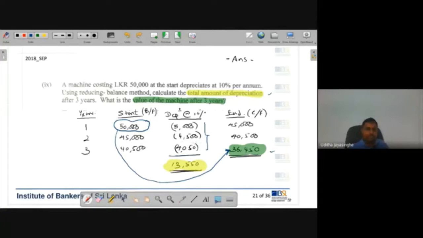Okay, fair enough. Reducing balance method. A bit complicated, I would say, if you have to write this for the 5th or 7th or 10th year, but I would say you can tackle any style of answer if you follow this table. Let's move on.